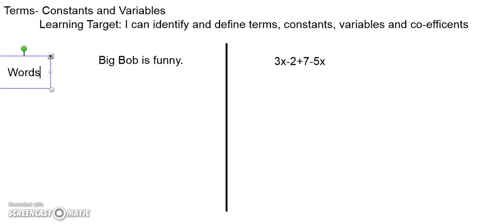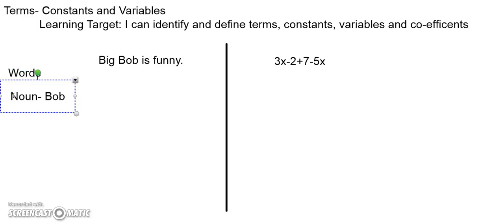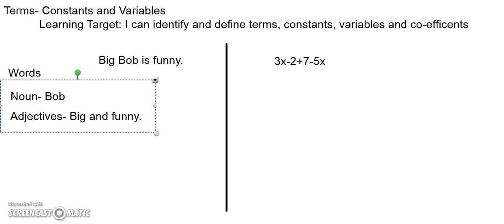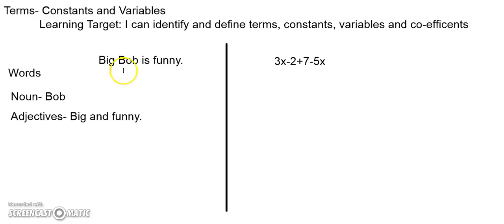With this sentence, we have some words in English. The words are big, Bob, is, and funny. There are different types of words in the English language. There are words that are nouns. There are words that are adjectives that describe things. So if we look at the noun in this sentence, our noun is Bob. It's a type of word. Our adjectives are big and funny, because they describe what Bob is. So we have a sentence that's made up of words, and it has different types of words, nouns and adjectives.